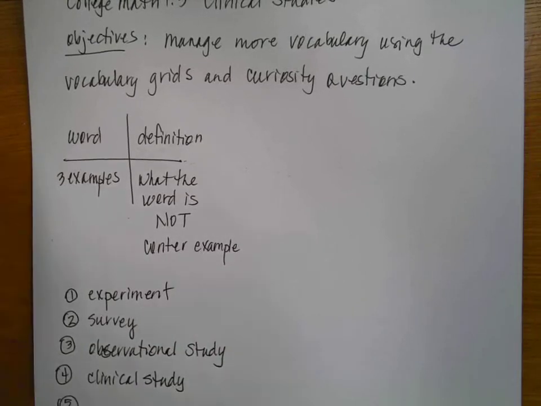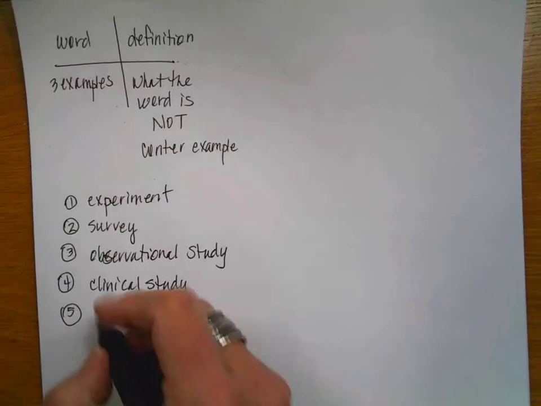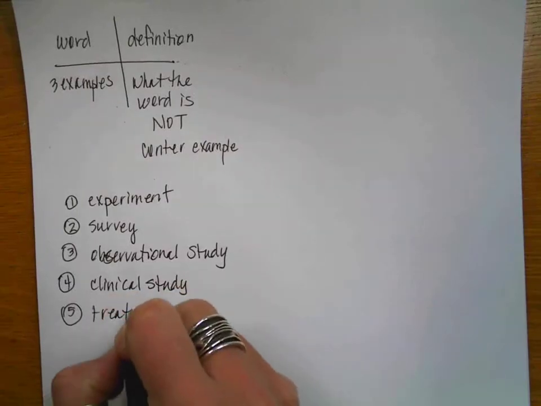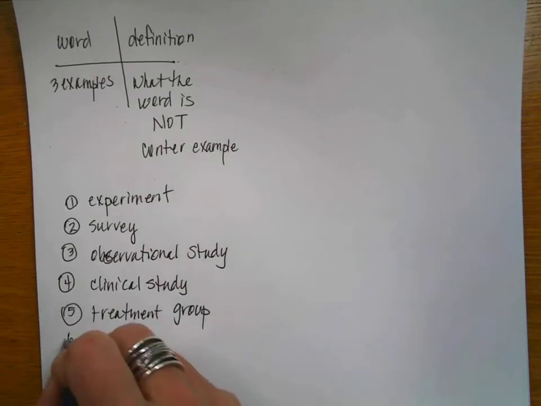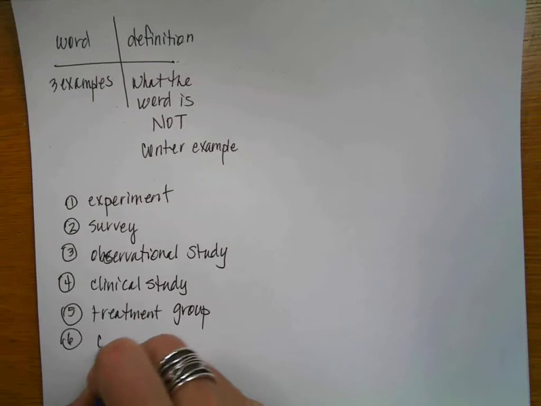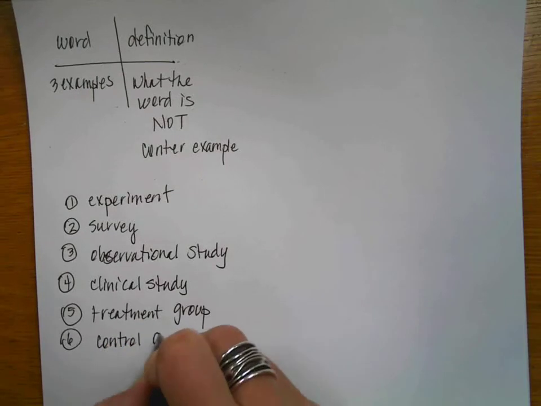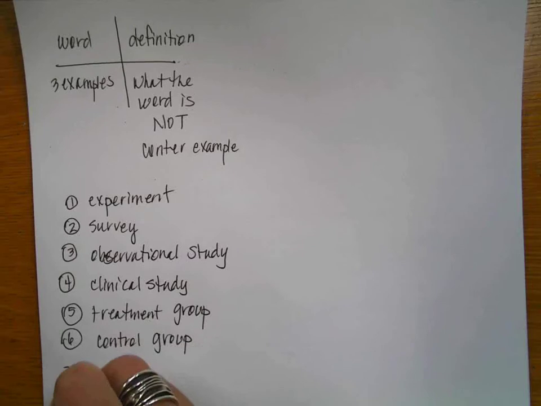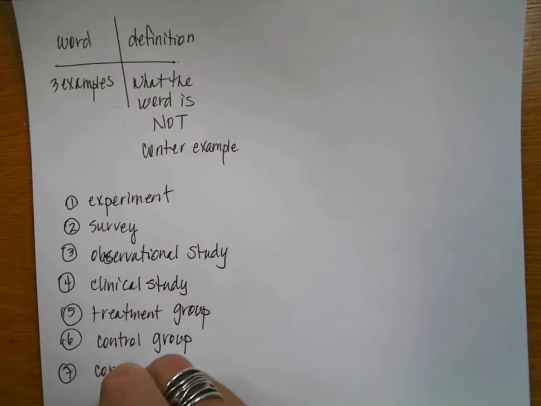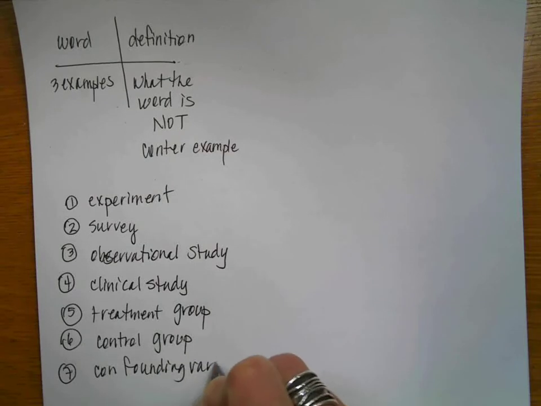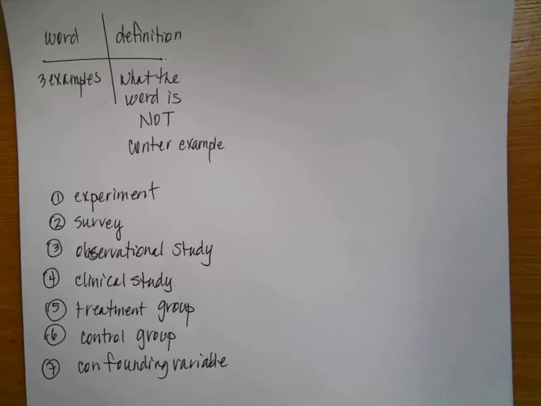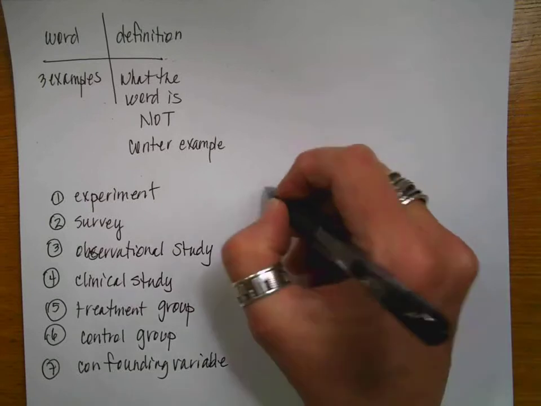Number 5 is going to be, let me scoot it up so you can actually see what I'm writing, a treatment group. Okay. Number 6 is going to be a control group. Number 7 is going to be a confounding variable. And you're going to want to make sure that you have these notes handy when we sit for your first checkpoint, because then you can use these definitions as you manage the exam.